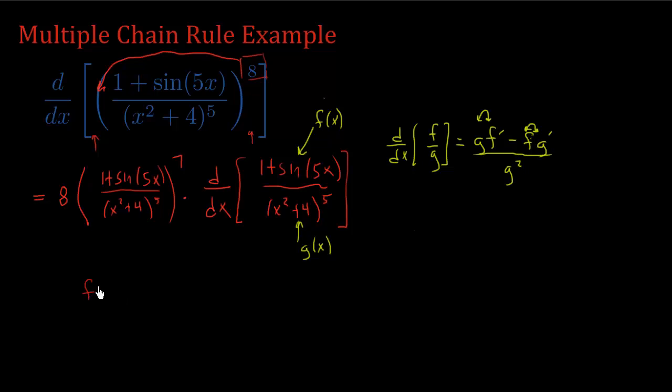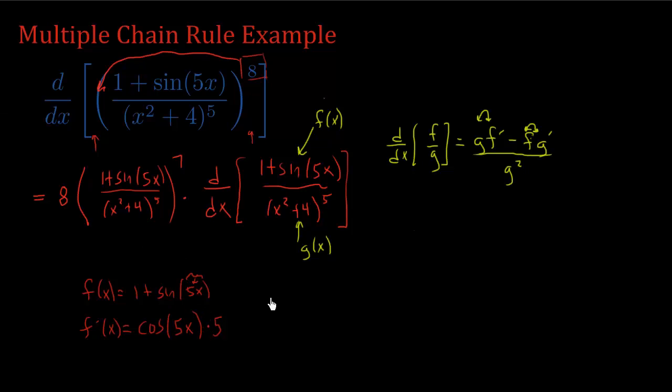So I'm going to come down here. I'm going to write f, which is 1 plus sine 5x. Immediately find the derivative. Derivative of 1 is 0, and the derivative of sine is going to be cosine 5x. But again, this is a chain rule. We're not just differentiating sine of x, we're differentiating sine of 5x. So the derivative is going to be cosine 5x, and then you multiply by the derivative of 5x, which is 5. So we had a little chain rule hidden in here.